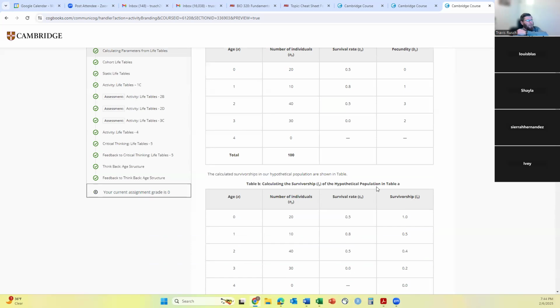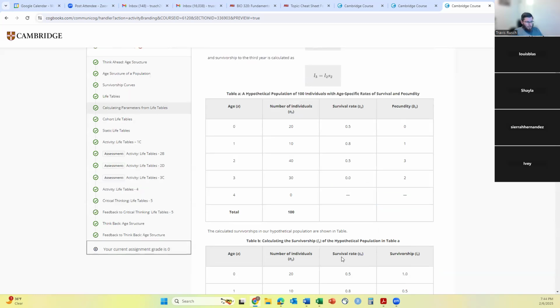And Cogbooks, unfortunately, is a little loose in their writing. They don't always write survival rate when they mean S of X, or survivorship when they write L of X. And I'll show you examples of it in Cogbooks when we go over the activities. For the exam, it will be explicit that S of X is survival rate and L of X is survivorship. So I made sure of that.